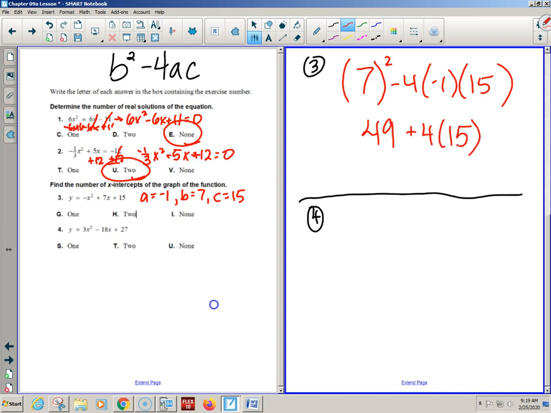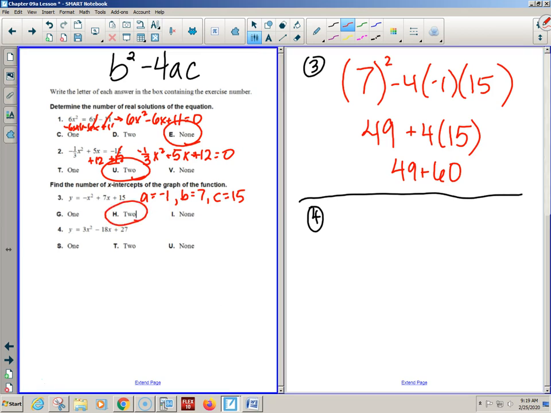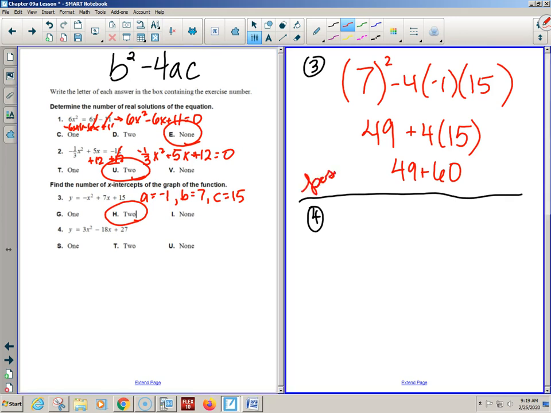Can you tell now? You see it? 49 plus, and if you guys needed to go all the way, it'd be 49 plus 60. But the long story short is I know exactly which one to answer because it is positive, which means 2 solutions. Is that making sense? Yes, ma'am. Cool. It's kind of nice we don't have to actually go all the way to the answer. The discriminant is 109.